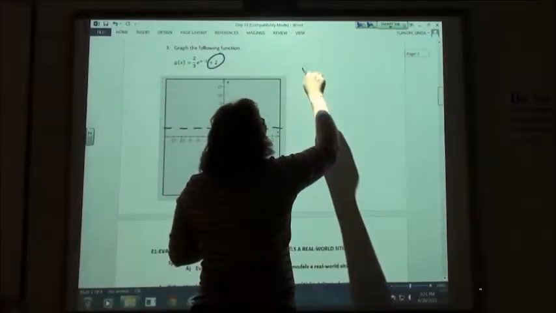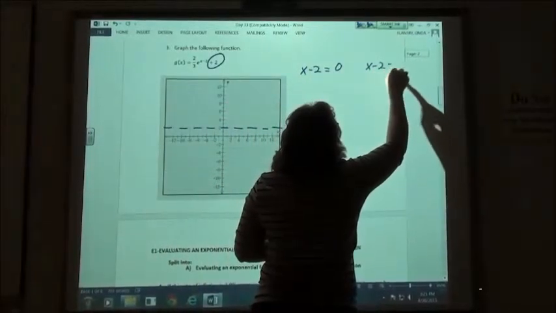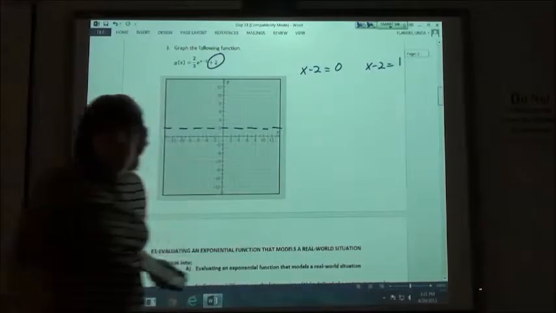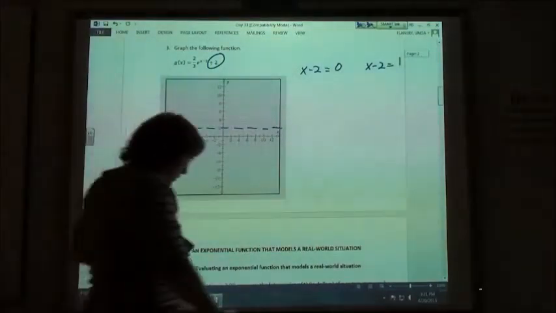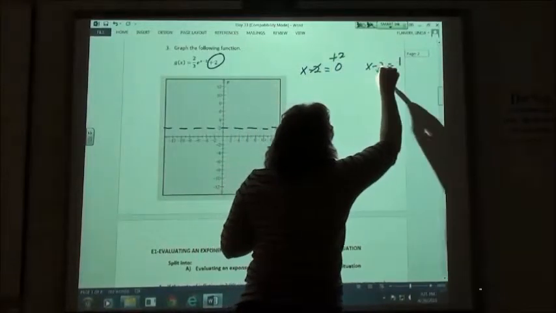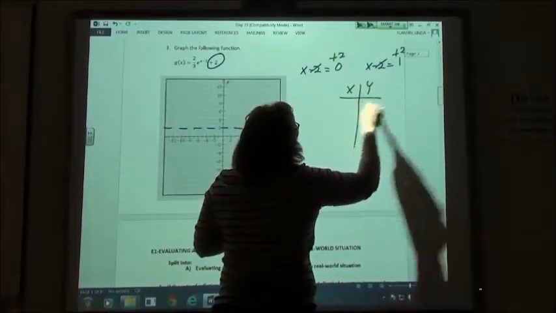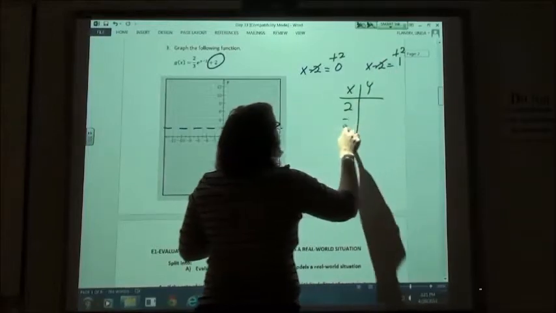Using my exponent, x minus 2, we want it to equal 0 and equal 1, because we want to have e to 0 and e to the first. So solving those, I'm going to add 2. So in my table, I'm going to use 2, and then 2 plus 1 is 3.